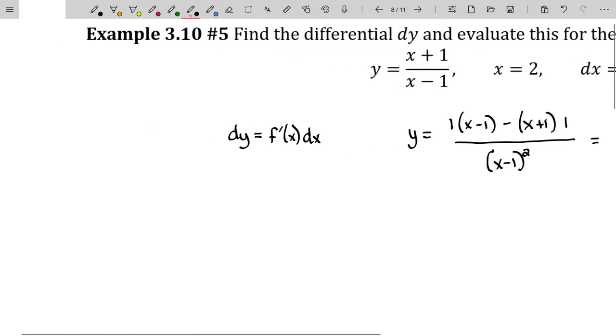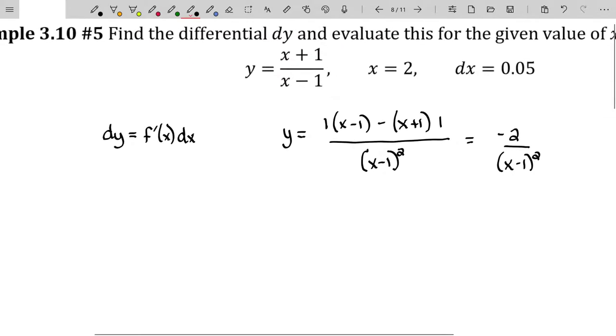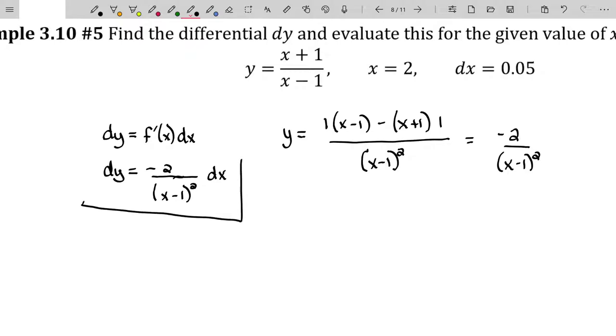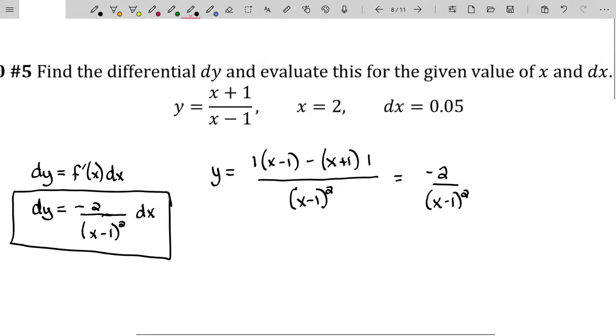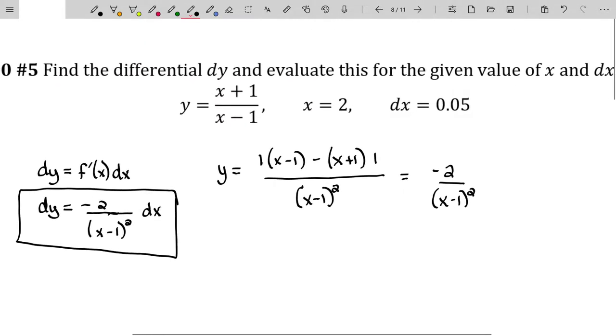So dy is going to be equal to negative 2 over the quantity x minus 1, squared, and then dx. That's our formula, but that only sits as a formula for a moment, because really you calculate that formula, but then you want to use it. We want to know what is dy when x is 2 and dx is 0.05.